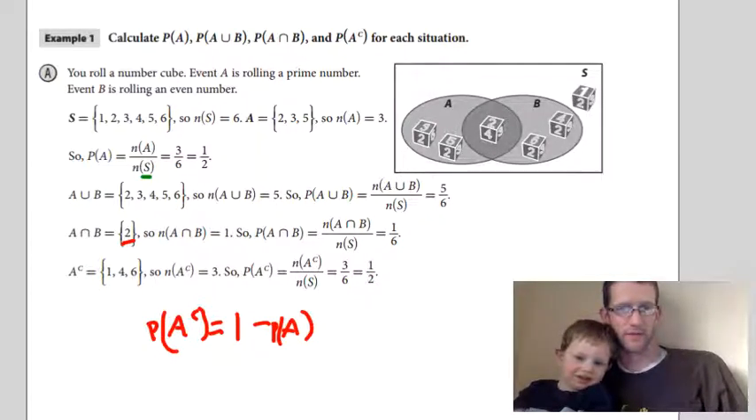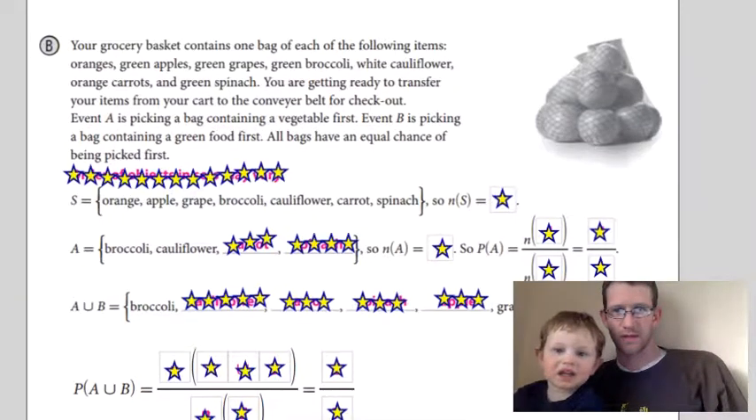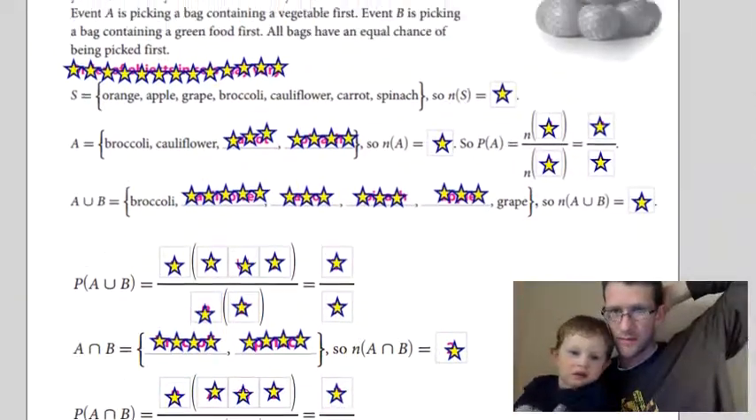In this case, it's also 1/2. Okay, so those are pretty good examples. We'll do one more example here.